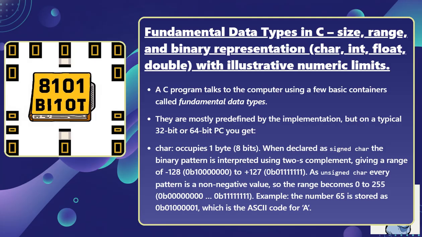When declared as signed char, the binary pattern is interpreted using 2's complement, giving a range of -128 to +127. As unsigned char, every pattern is a non-negative value, so the range becomes 0 to 255. Example: the number 65 is stored as the binary pattern for the ASCII code 'A'.